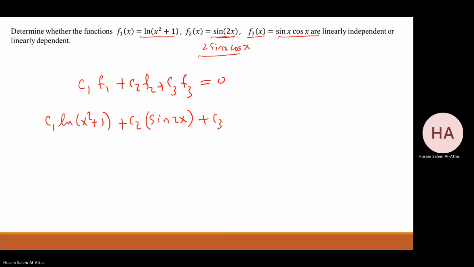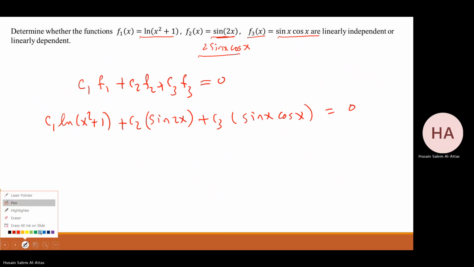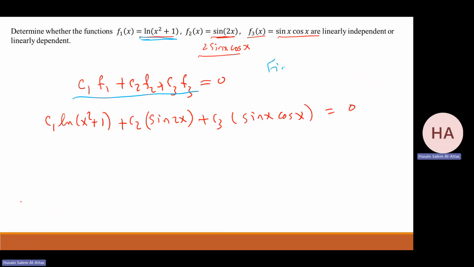And C3 sine x cosine x equals 0. I notice maybe some people say this has no relation to that. Yes, but the idea is I need to find C's, not all zeros, satisfying this. The linear combination of these functions is equal to 0.